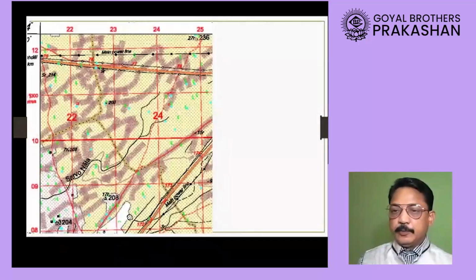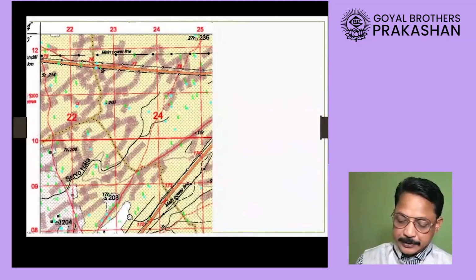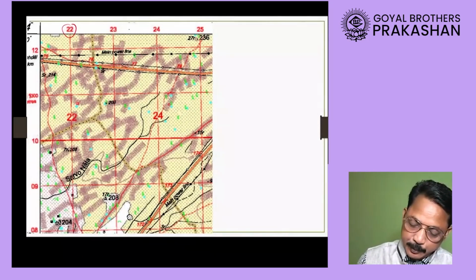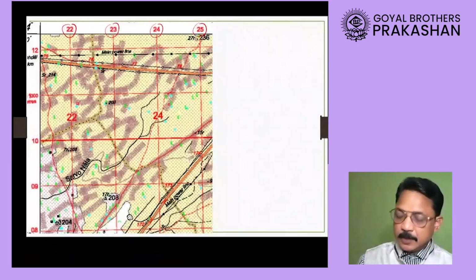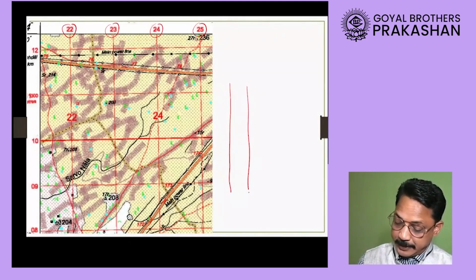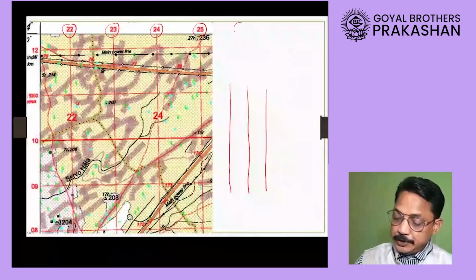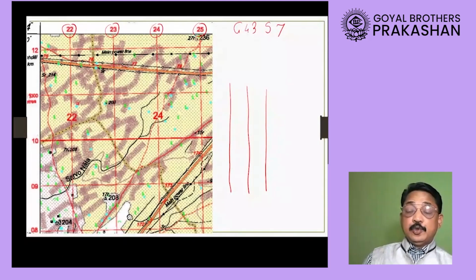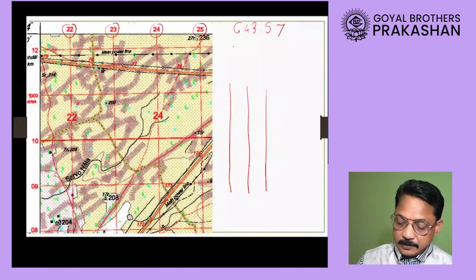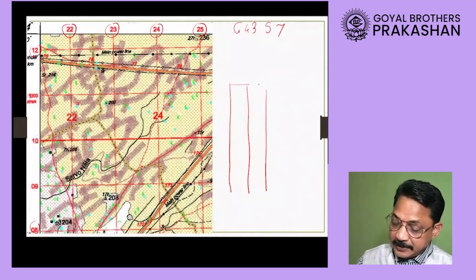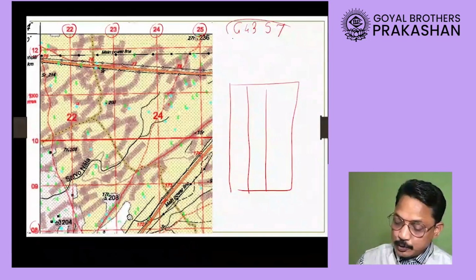So dear students, this part that you are seeing here, numbered from left to right, 22, 23, 24, 25, we have already seen is a part of a topo sheet. Please remember G43S7. This is a huge topo sheet, and this section that you see here from 22 to 25 and from 8 to 12 is itself a part of this huge topo sheet.